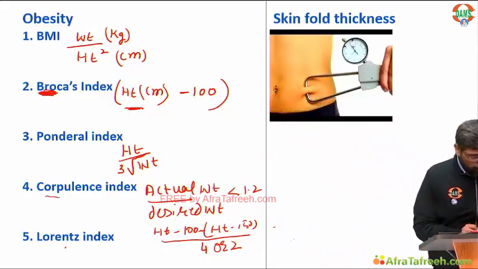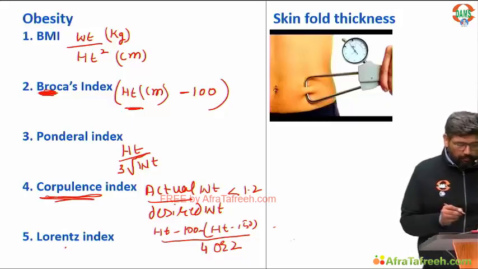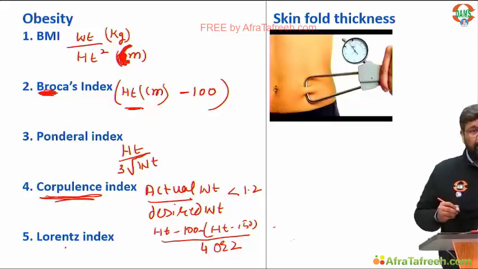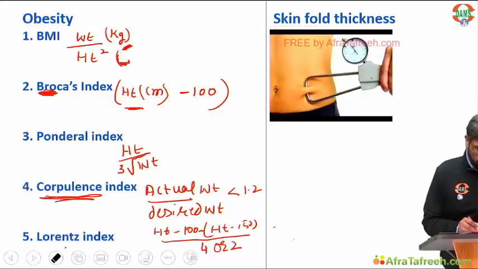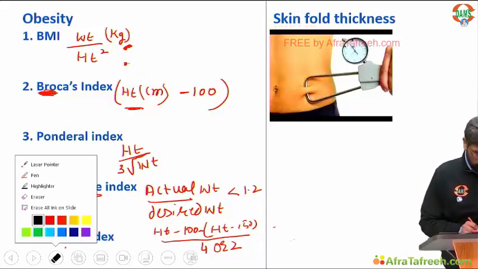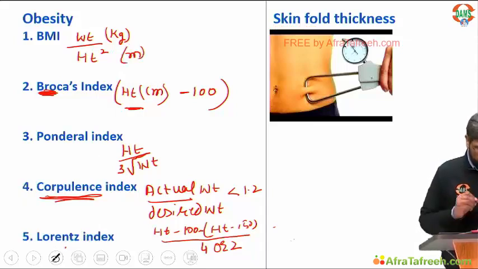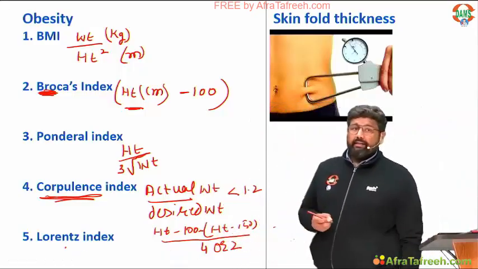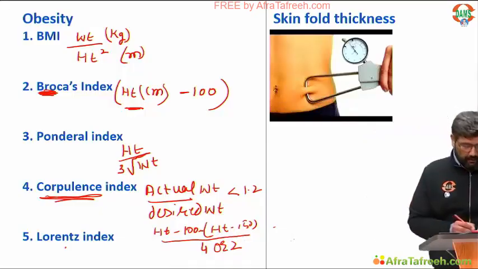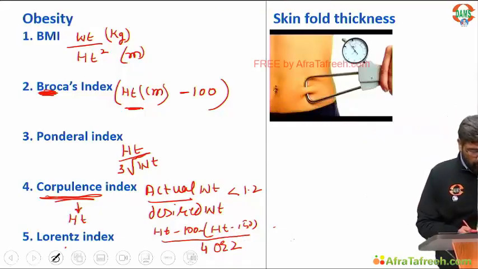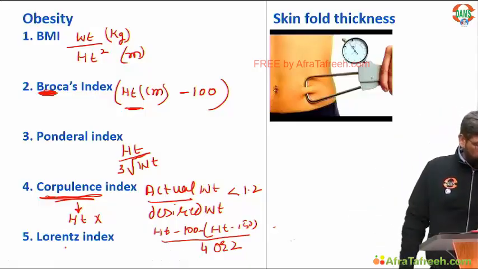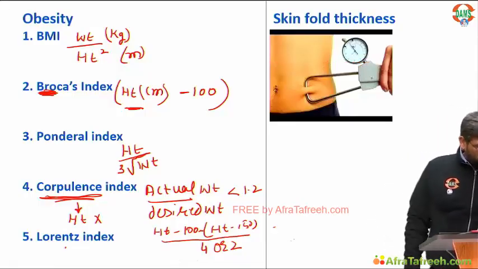Then comes corpulence index. Yeah, it is meter. Okay, I'm sorry, just a tongue slip. It is meter. Thank you for reminding. Then corpulence index, the only index where height is not considered. Actual weight divided by desired weight should be less than 1.2.